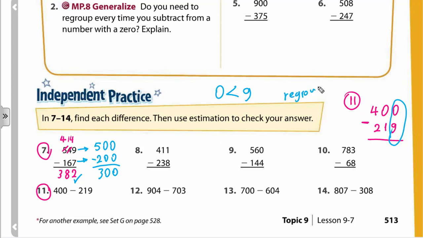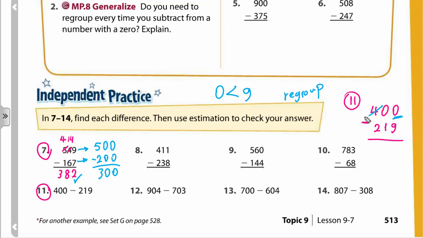Let's regroup the ones. The ones we can take from the tens. But we have 0 in the tens, so we don't have tens. We cannot take from the 0. So we will move to the hundreds and regroup the hundreds and the tens first, then regroup the tens and the ones. Let's do this.